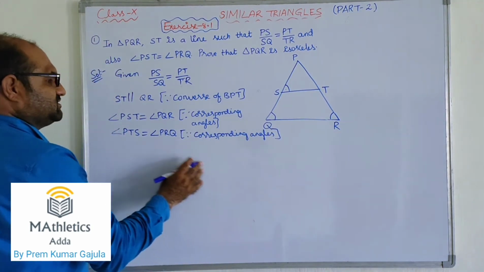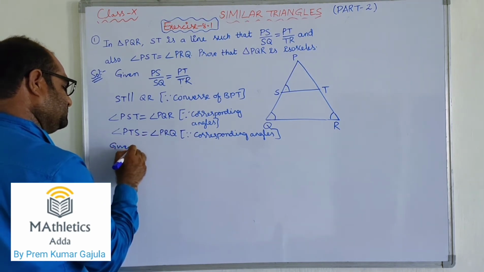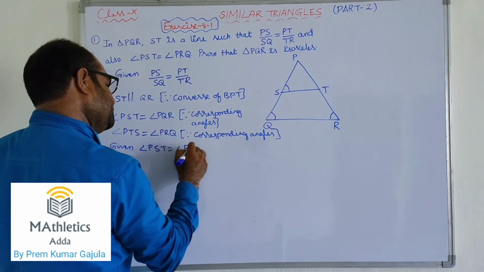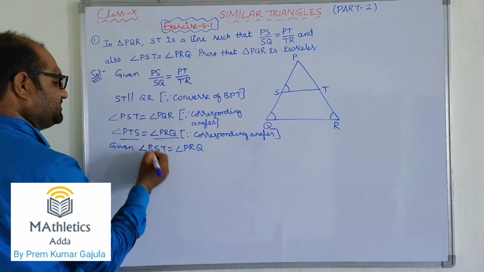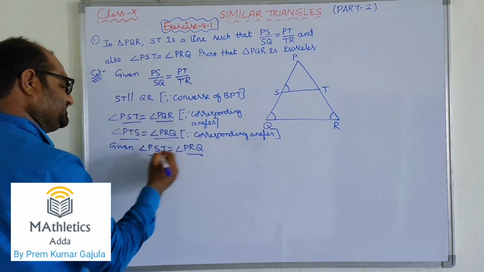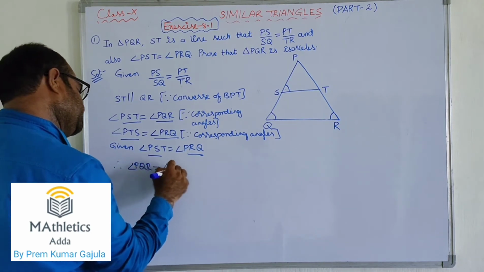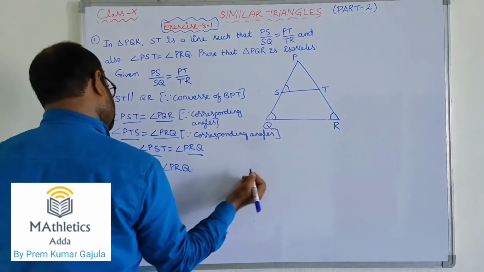But what is given? Given that angle PST is equal to angle PRQ. So PRQ is equal to PTS, PST is equal to PQR, and PST is equal to PRQ. From these three, what can we write? Angle PQR is equal to angle PRQ. That means these two angles are equal.